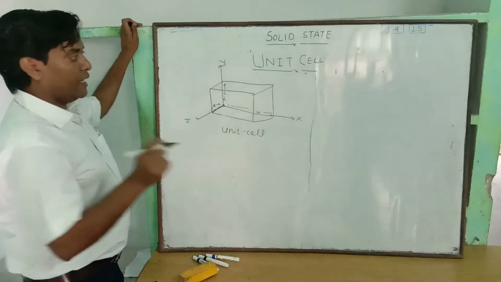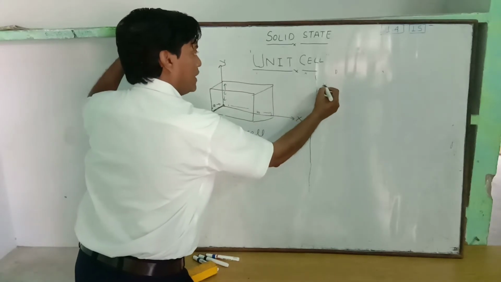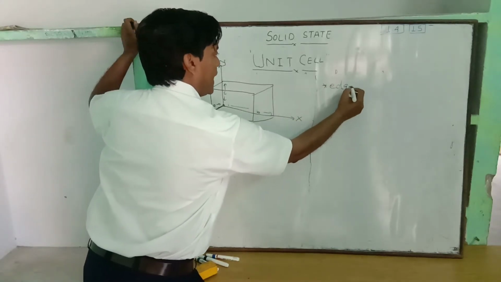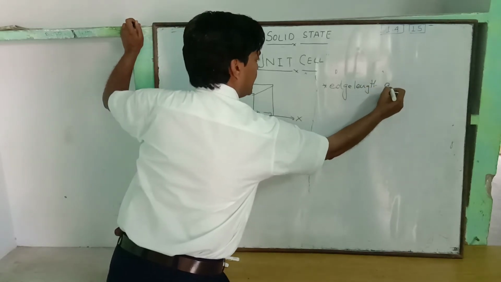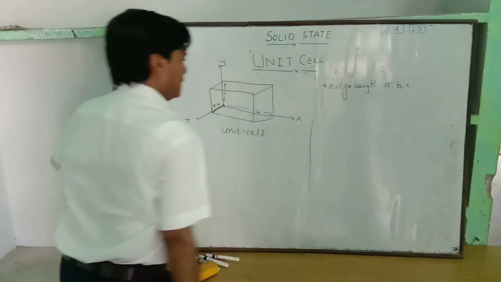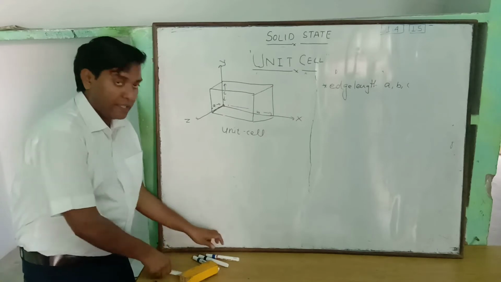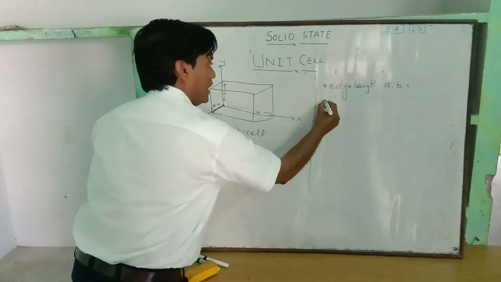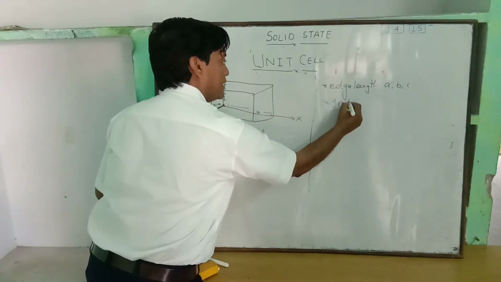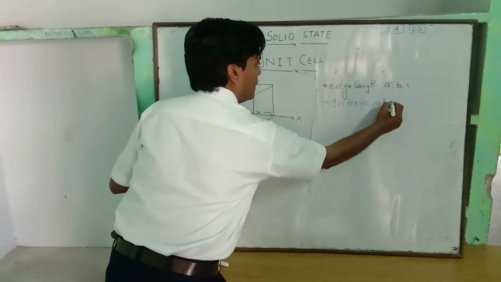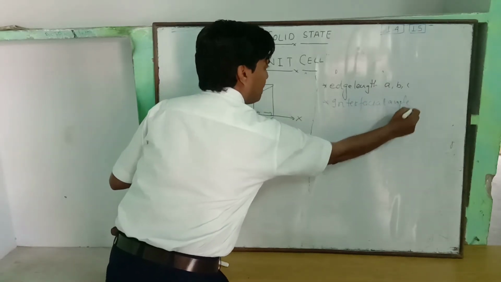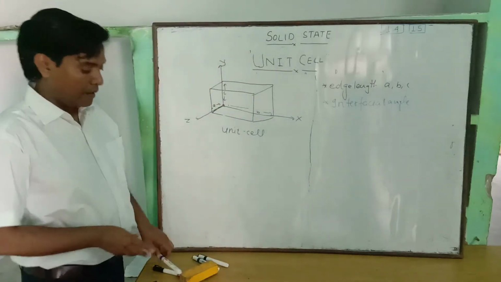So a unit cell is characterized by two things. One is edge length, which is written as A, B, and C. And the second important thing is the interfacial angle. But what is the interfacial angle?